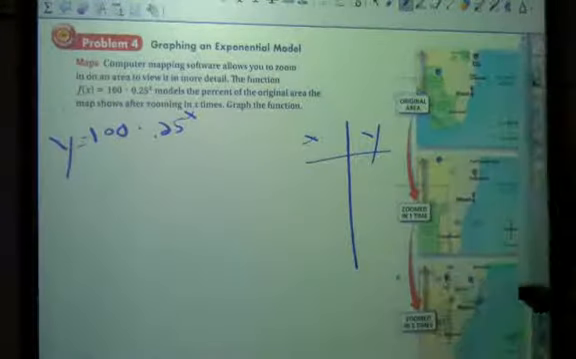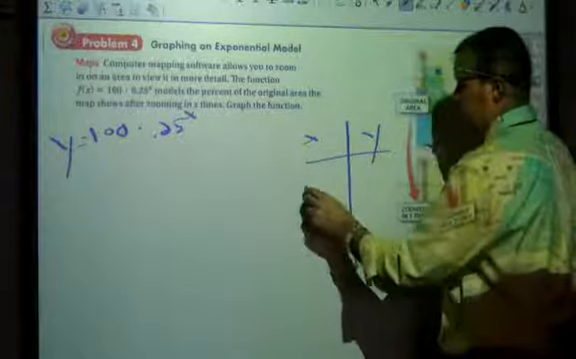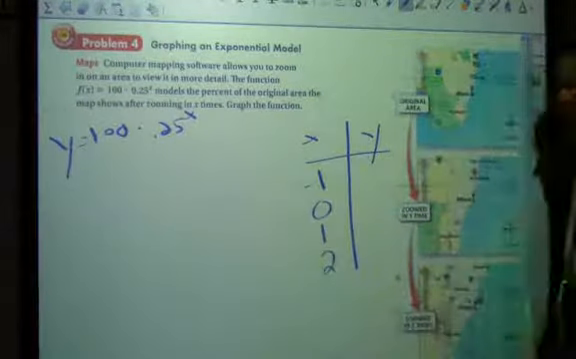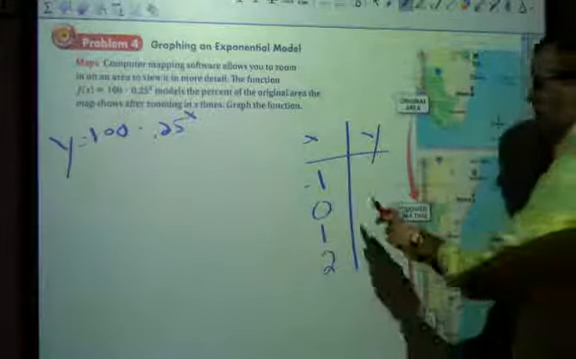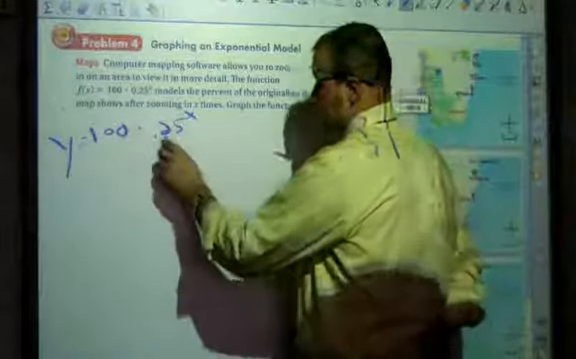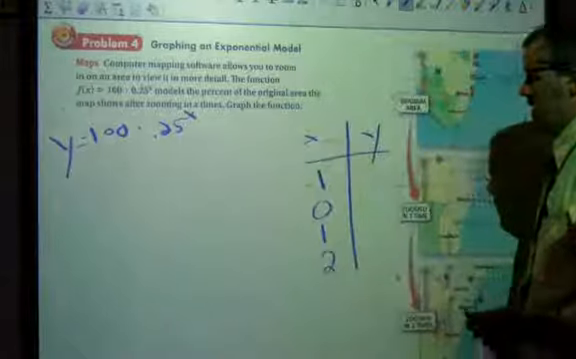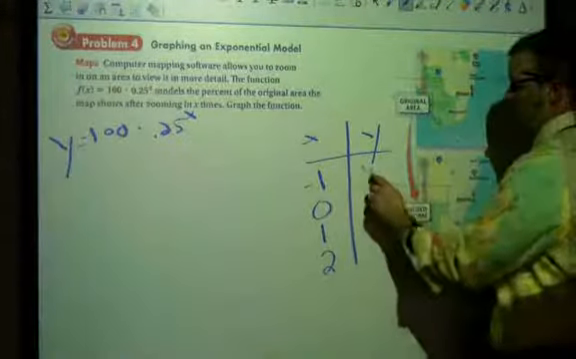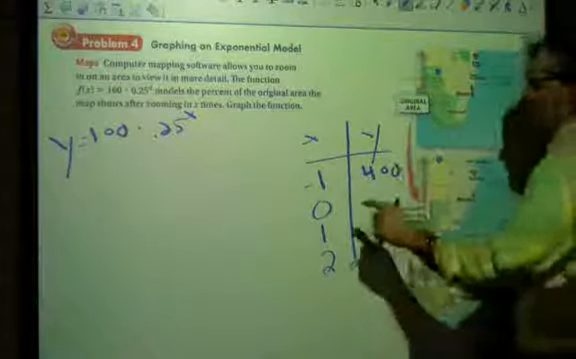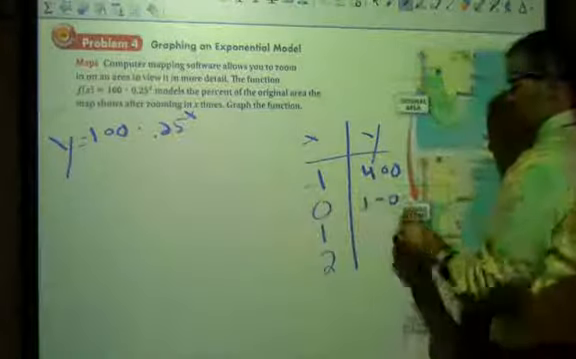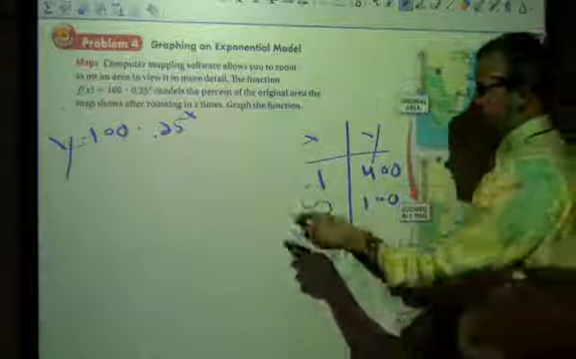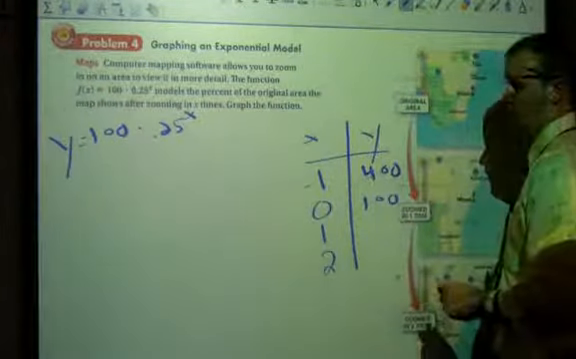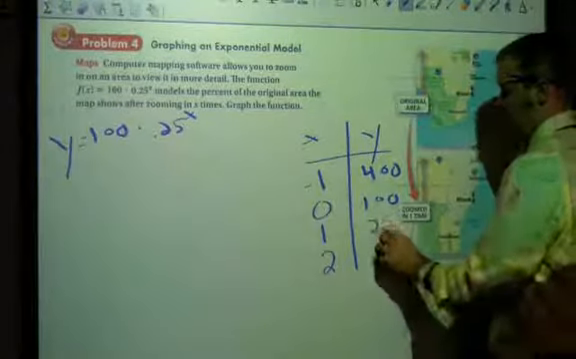So let's start with -1, 0, 1, 2. That ought to be good enough to get some values here. So -1, this is going to be 1/4 to the -1 power. So we're taking the reciprocal of 1/4, so we get 400. If we put 0 in here, we're at 100. If we put 1 in here, 0.25 to the first power is 0.25. So 1/4 of 100 is 25.